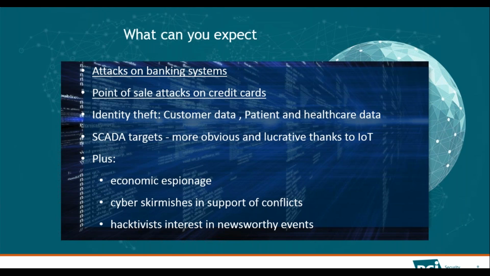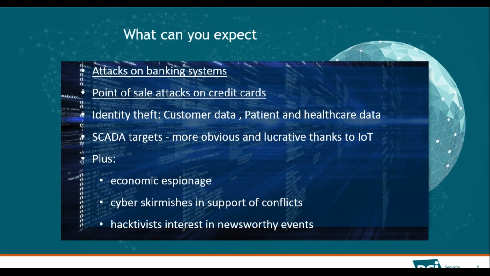And the point of sale attack on credit cards is also rising as the day goes by. Attacks on banking targets will always be the number one issue coming up over the horizon for us, which is something we need to look at. Of course, other targets are more obvious and lucrative thanks to the rising Internet of Things. But the attack on banking systems will never cease. It will always stay number one.